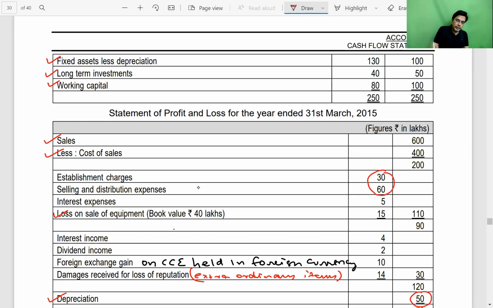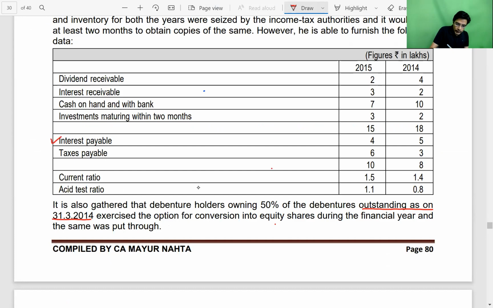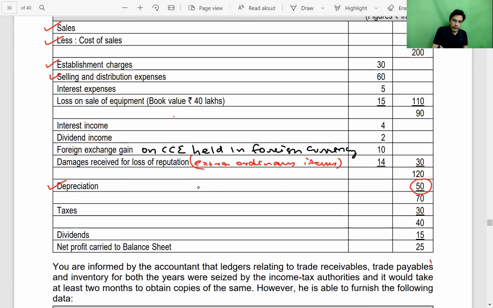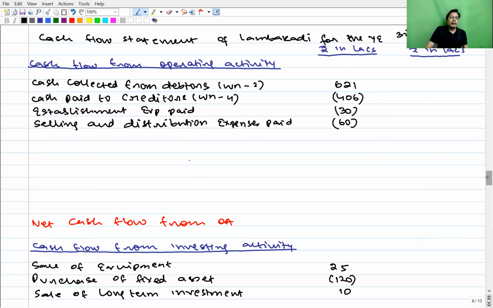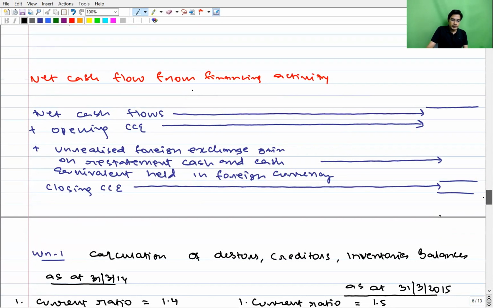Then they have told us interest expense. But guys, with respect to interest expense, they have given us some opening outstanding and closing outstanding. So we cannot take the figure appearing on the face of the P&L account to be the paid figure. This figure is the expense which we have incurred in the current year, not paid. If the opening and closing outstanding had not been given, then we would have taken it to be paid.